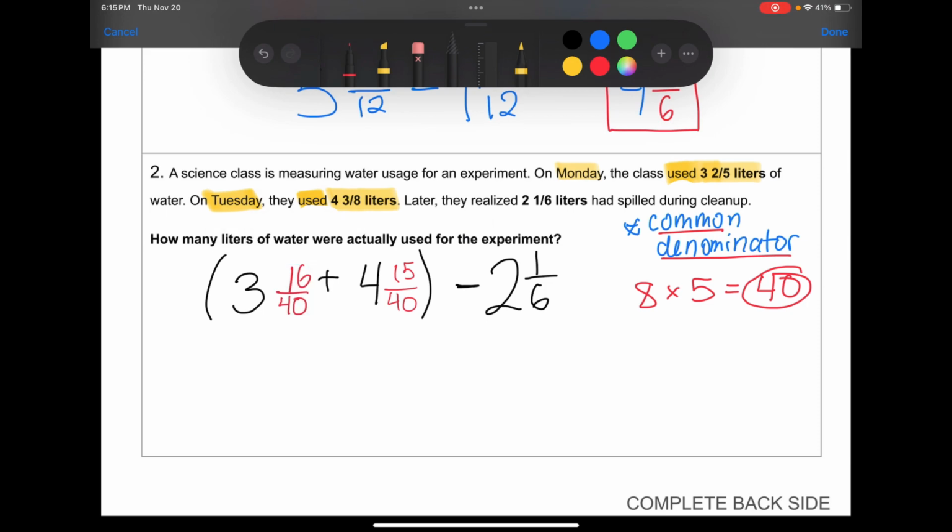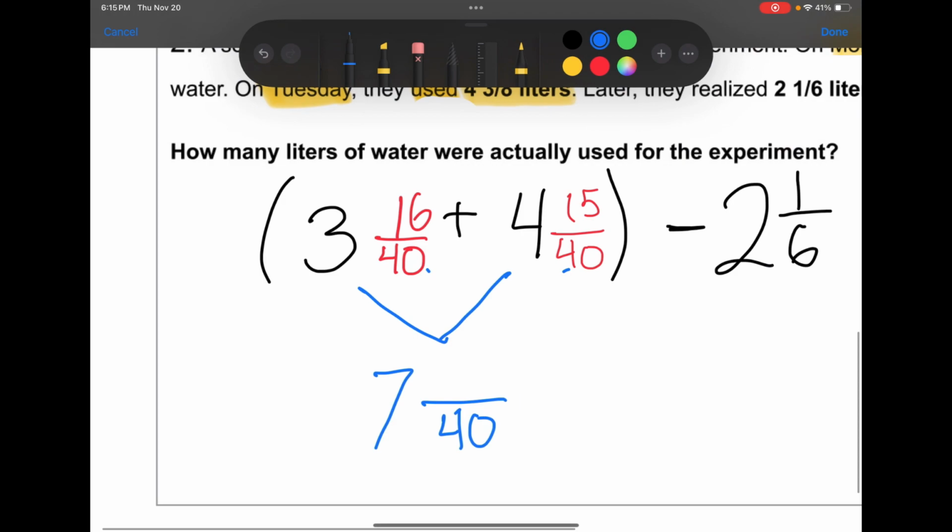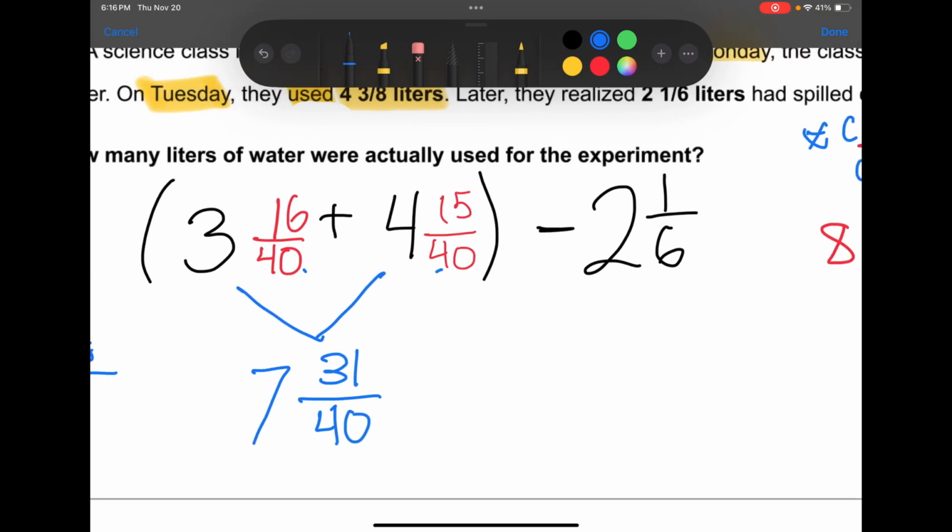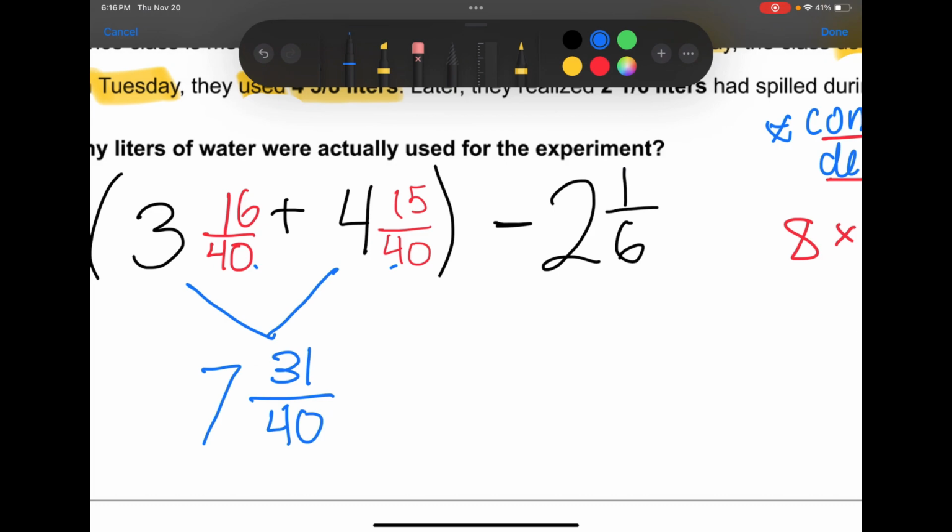Okay, now we can solve this. Let's start with the whole numbers. 3 plus 4 is 7. My denominator is going to be 40. And now I have to do 16 plus 15. Mini math. 16 plus 15. 6 plus 5 is 11. Carry the 1. 1, 2, 3. 31. And now I can bring it down.